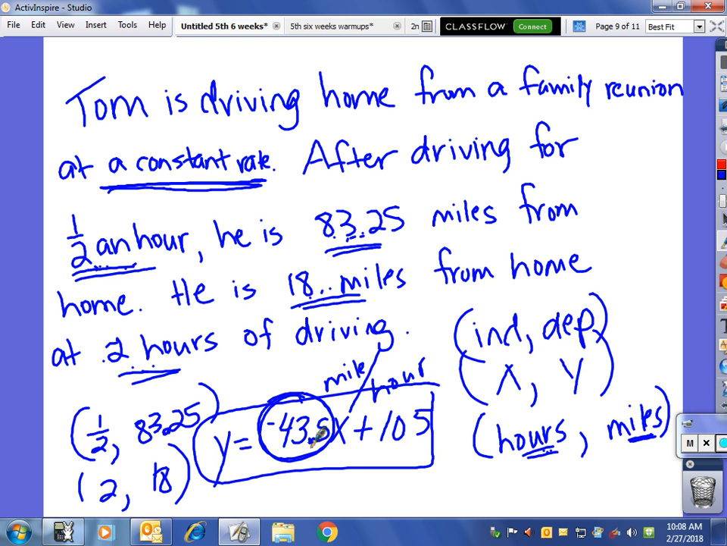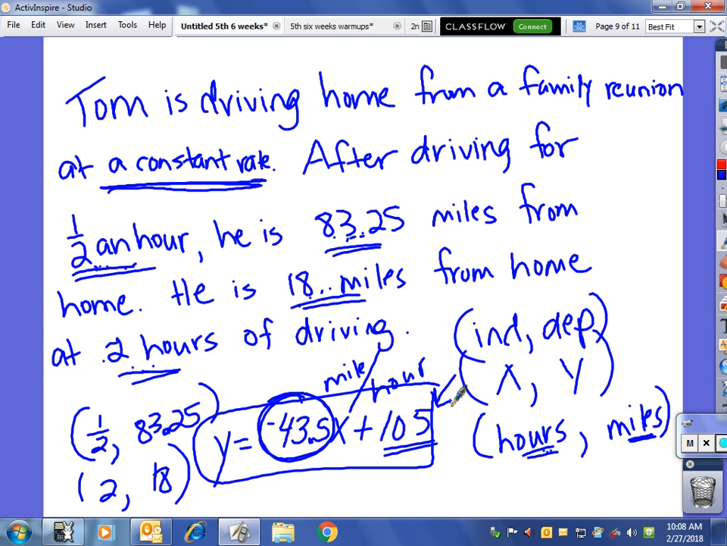Why is it negative? Because what's going down? His distance from home is going down because he's driving towards home. Okay, what's the significance of this? Yeah, so if I asked you how many miles away from home he was when he started, 105 miles. Usually y-intercept is where something starts.